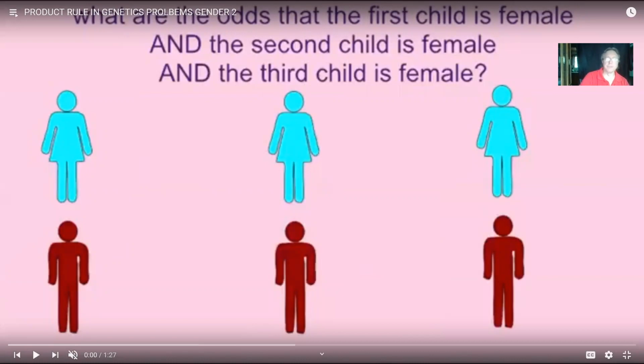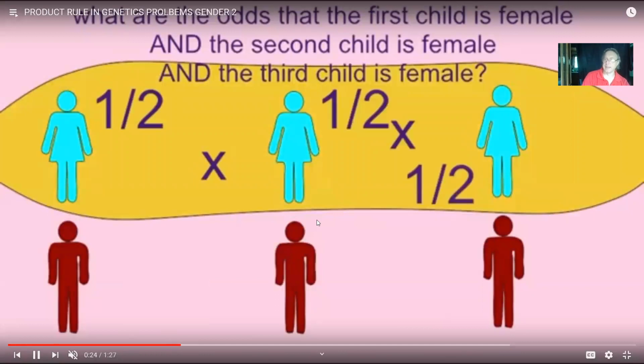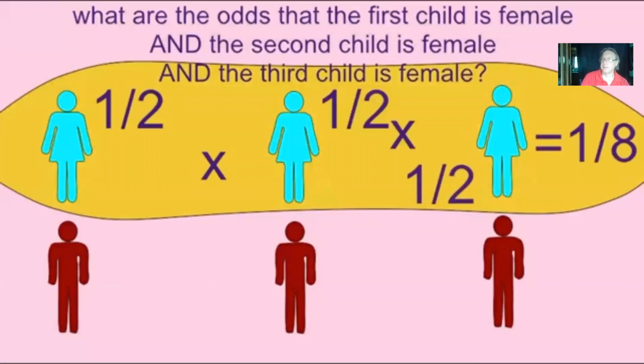Well, once again, if the odds that the first child is female is 1 in 2, the odds that the second child is female is 1 in 2, and the odds that the third child is female is 1 in 2, then we would multiply those together. So 1/2 times 1/2 times 1/2 would give us 1 in 8. So if you interview a lot of families that have 3 children, on average, an eighth of them would have 3 daughters.